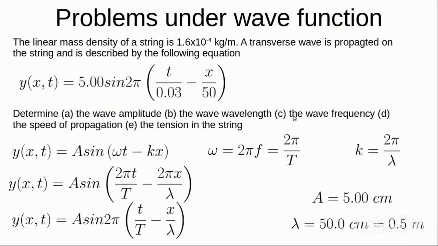Then the next question is the wave's frequency. From here, we notice our period, capital T, is equal to 0.03. If we check out this formula, we notice that f is nothing but 1 over capital T. So we can get our f from this formula, which is f equal to 1 over 0.03, and that gives us 33.3 hertz.